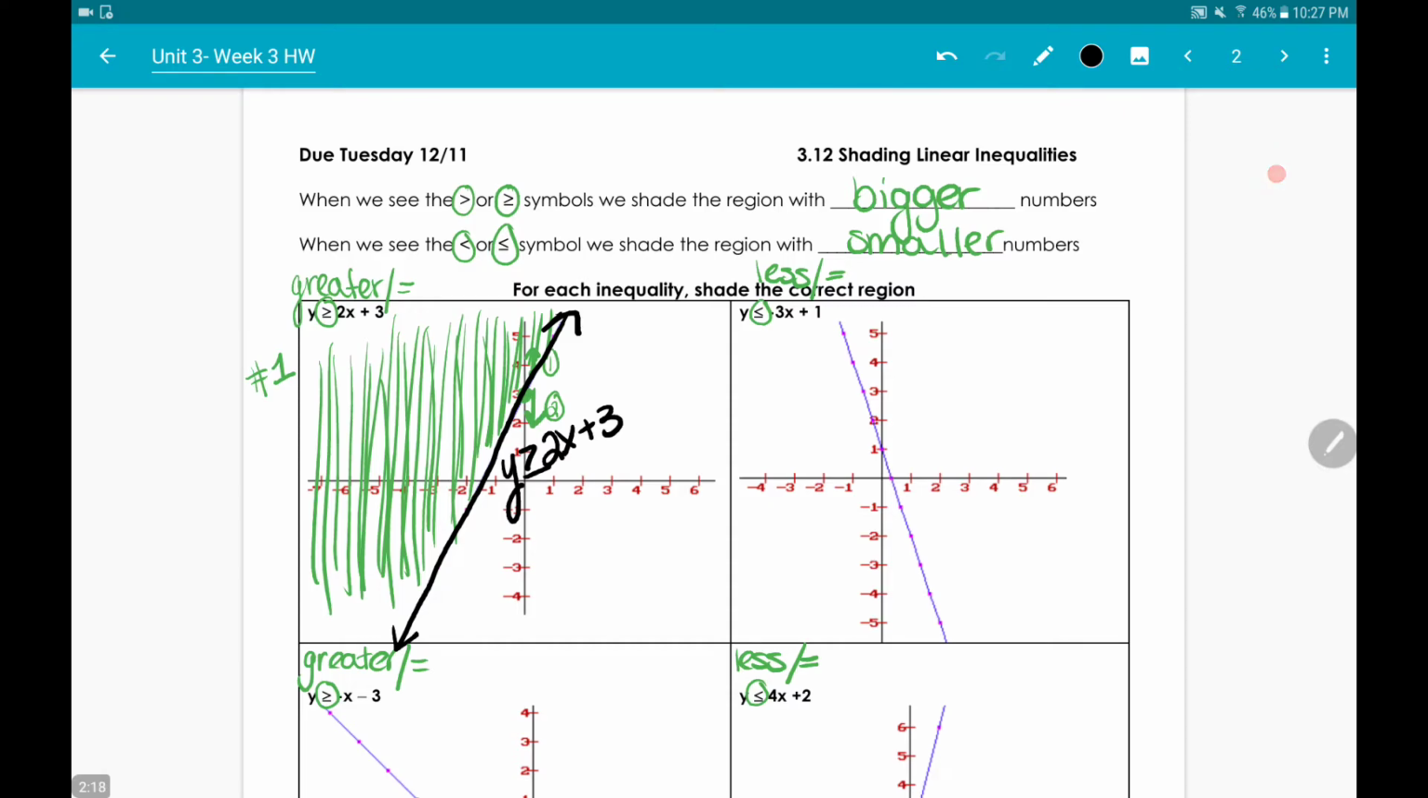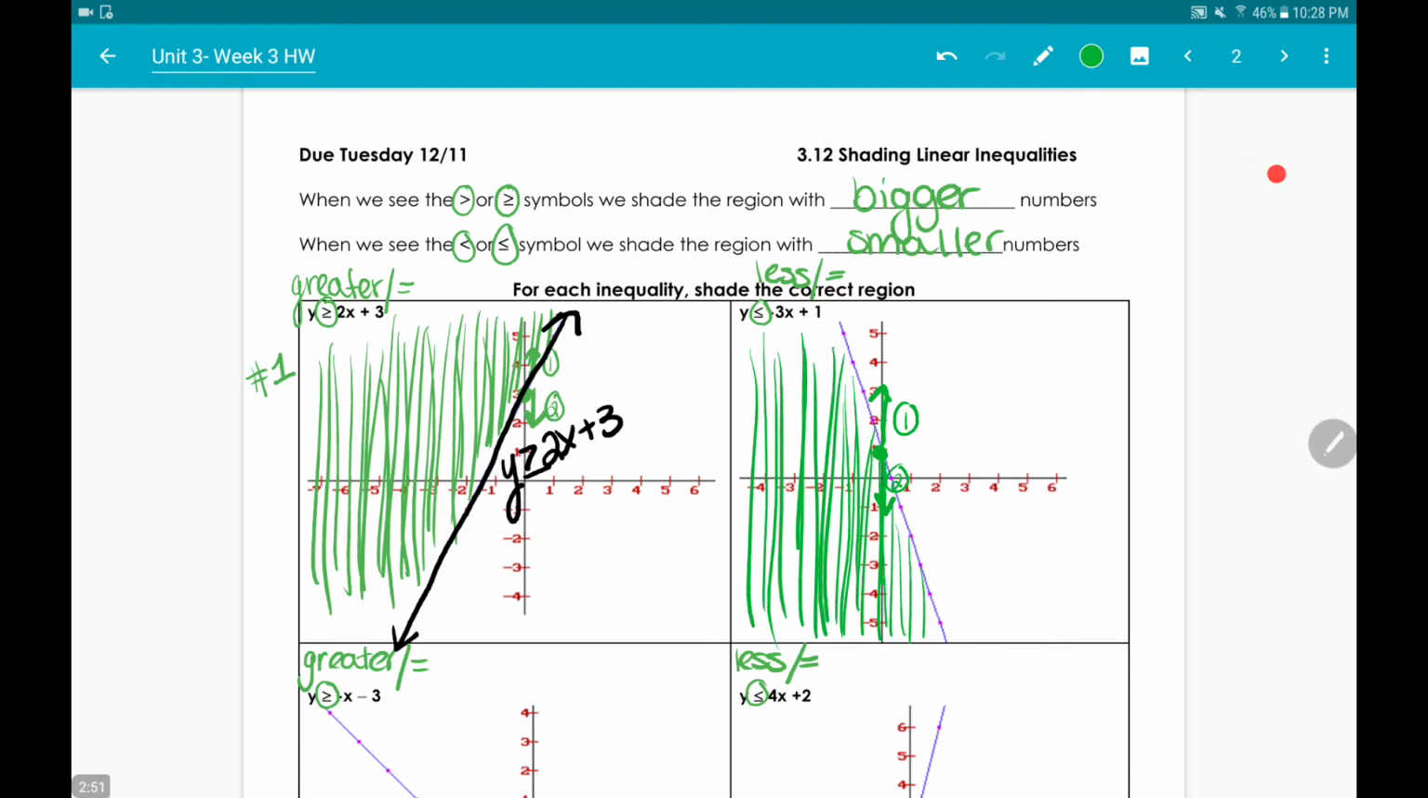All right, let's try it again. So this example is a less than or equal to symbol. So again, I'm going to pick a point on my line, and I look, are my less than numbers this way or this way? Option 1 or option 2? We're looking for smaller numbers. Go ahead and answer that. So if you answered correctly, it is number 2. Our smaller numbers are in this direction. So again, we're going to shade everything on that side of the graph.